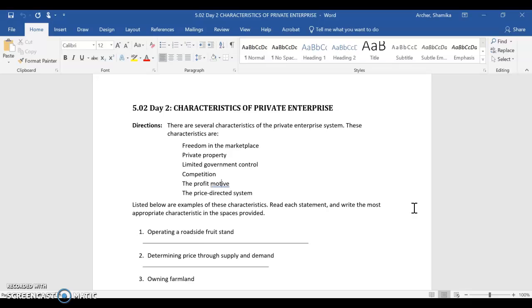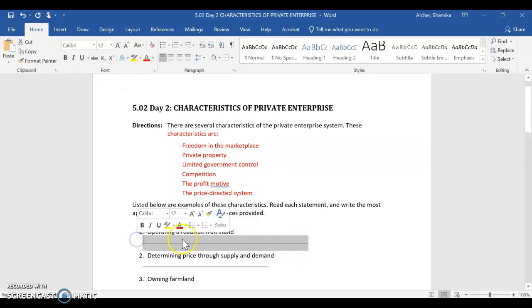Okay, so characteristics of a private enterprise. This is what we're looking at today. The first one states that you have some examples that are listed below. You're going to read each statement and write the most appropriate choice in the boxes. These are the choices you're going to be using.